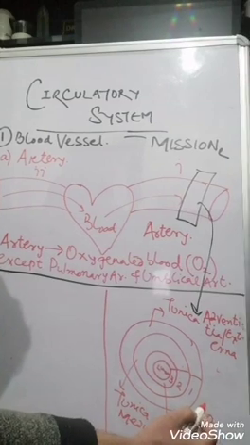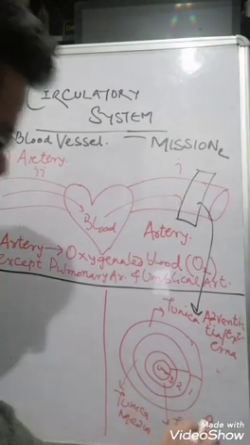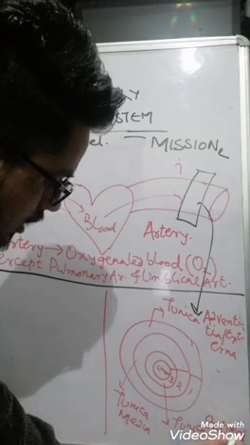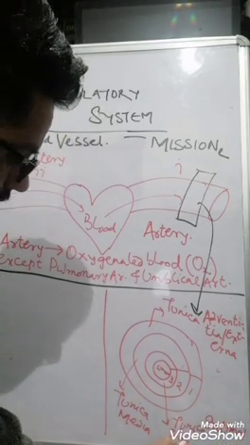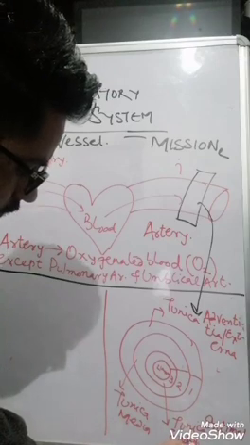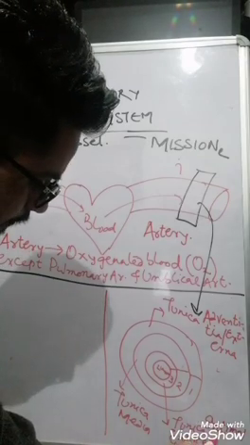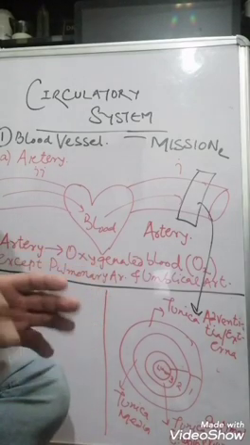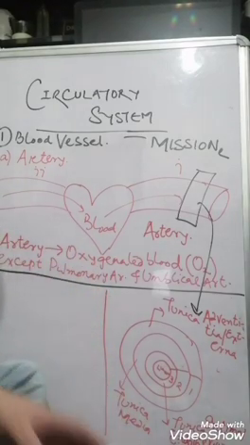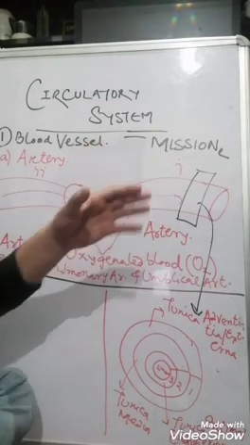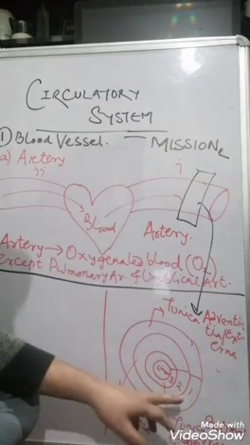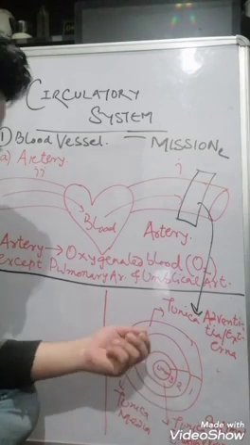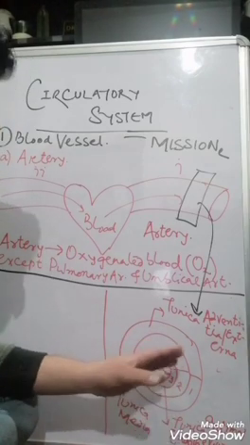Can you see this? Let me put this in frame. Tunica intima or endothelium. So better, what I'm trying to say is that if you see the artery in cross section, you will find that the artery wall has got three layers: the outermost layer, the middle layer, and the innermost layer. And then in the center there's a lumen through which the blood flows.